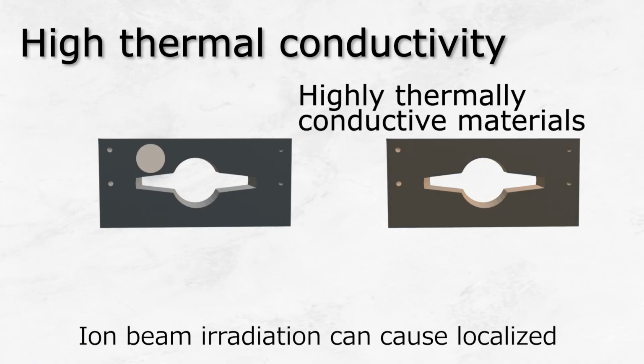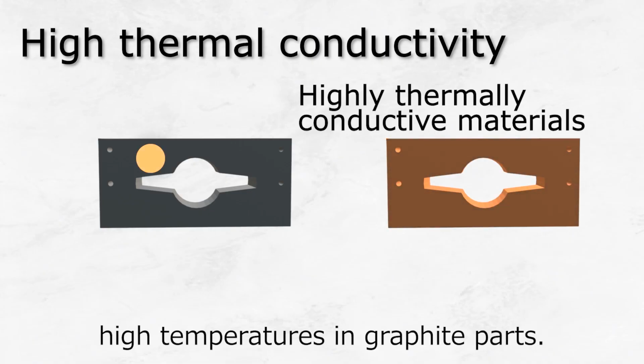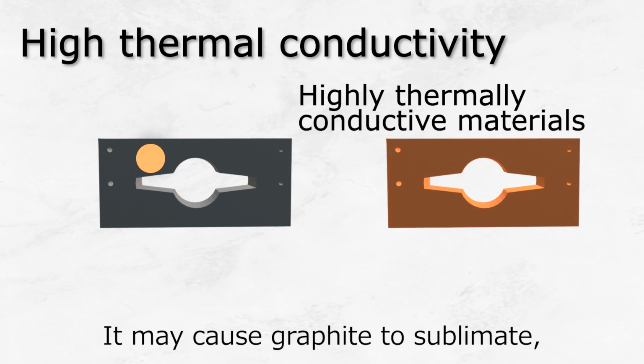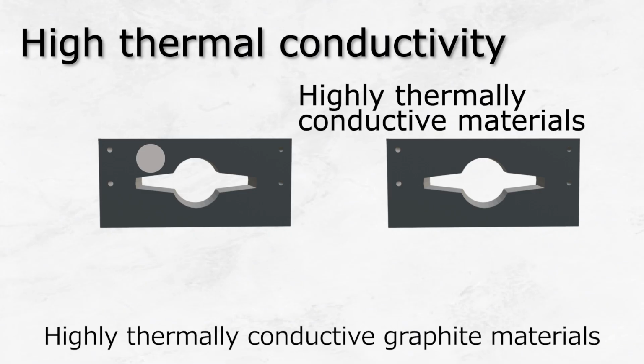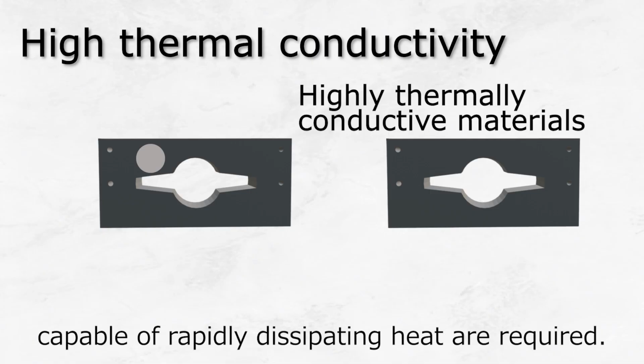Ion beam irradiation can cause localized high temperatures in graphite parts. These localized high temperatures may cause graphite to sublimate, raising concerns about adverse effects on the wafer. Therefore, highly thermally conductive graphite materials capable of rapidly dissipating heat are required.